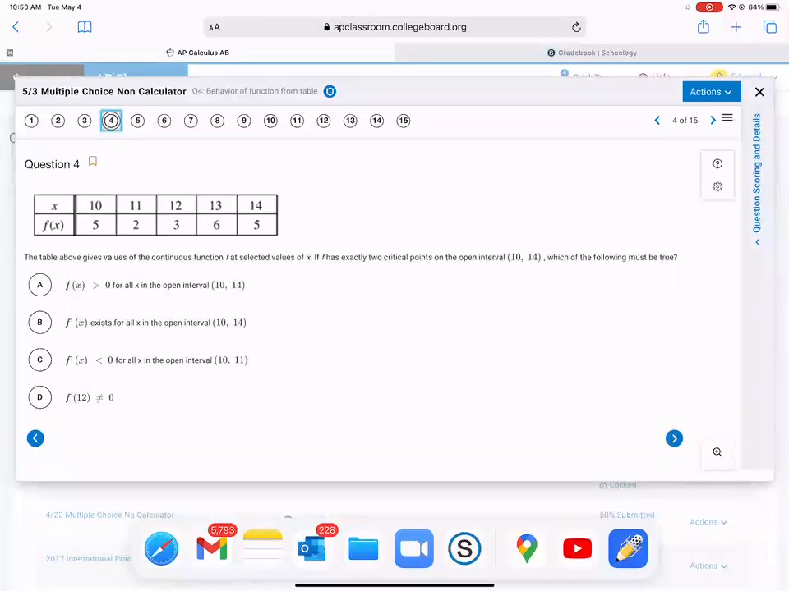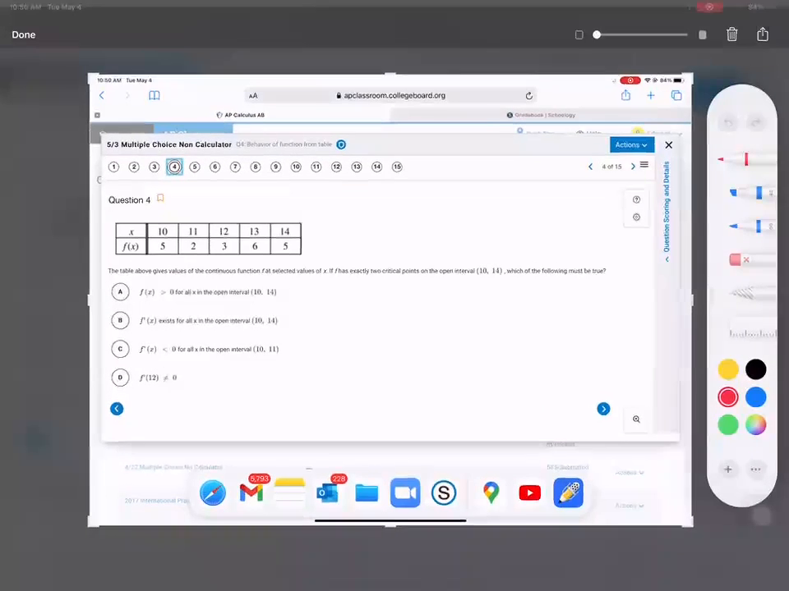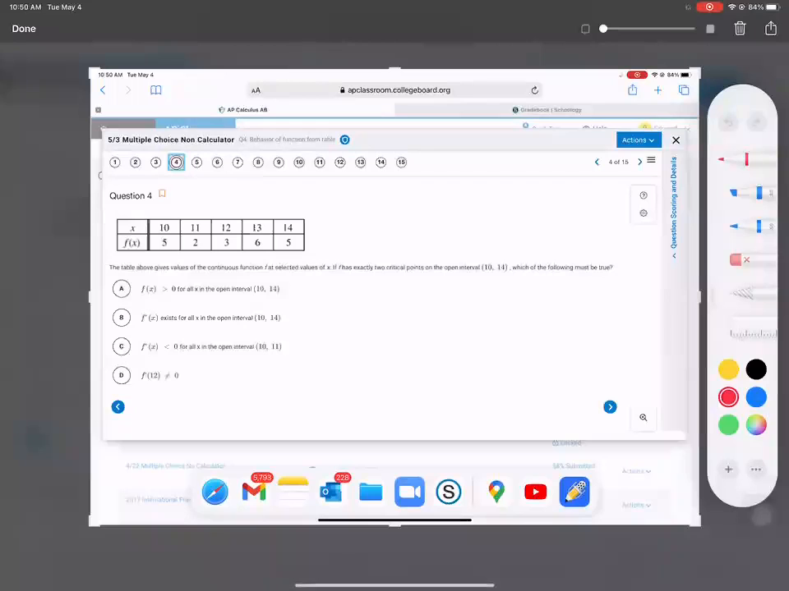Okay, so question number 4, let's take a look at it. The table above gives values for a continuous function f. So we know to get from 5 to 2, it's connected. From 2 to 3, it's connected. From 3 to 6 is connected, and 6 to 5, right? We're not just jumping, it's a smooth line. Oh, maybe not smooth, but it's continuous. There are no breaks between, right? You don't go from a 2 feet person to a 5 feet person all of a sudden, right? You have to grow through that.